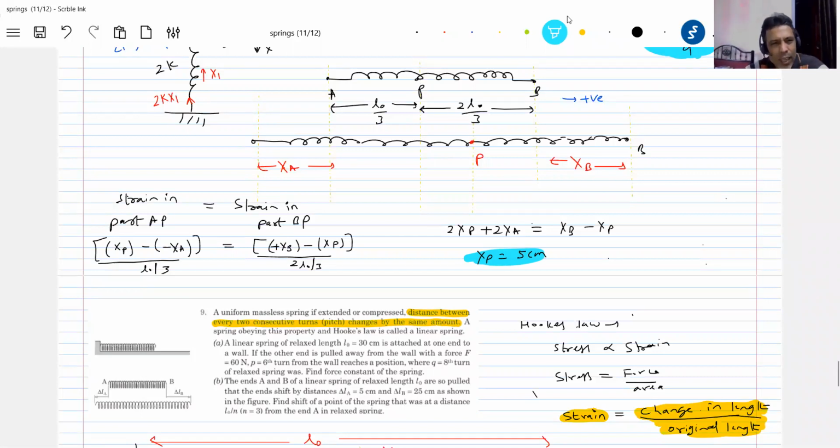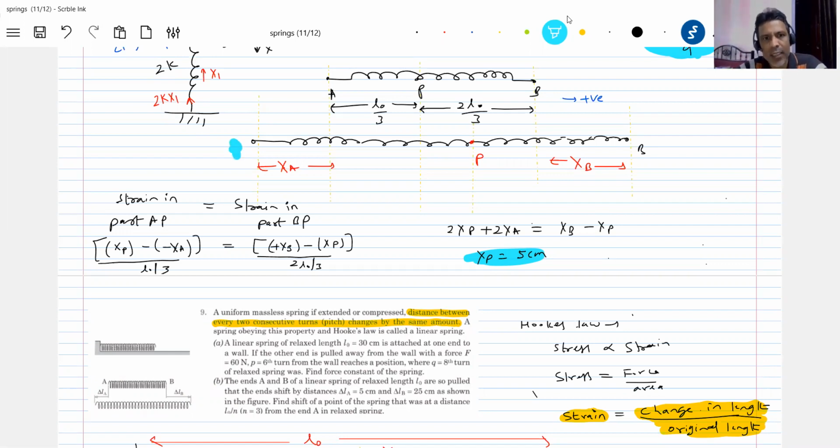Means what happened here? We have to be very careful about the strain. How do you define strain? Don't measure strain as negative, because the strain should be positive. The strain will be equal at all points: the change in length of one part by the length of that part should be constant throughout the spring. Therefore, XB minus XP by BP should be equal to XP minus XA by PA.